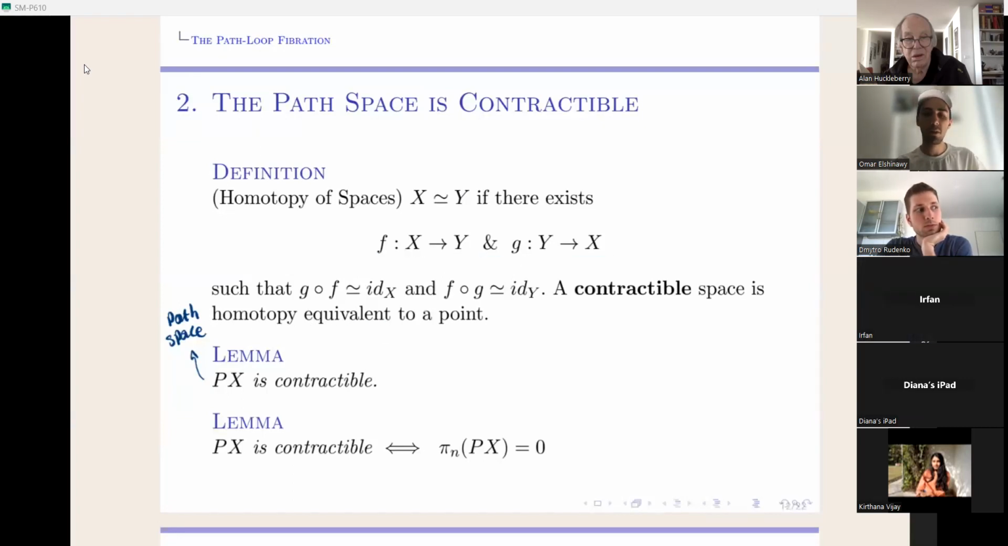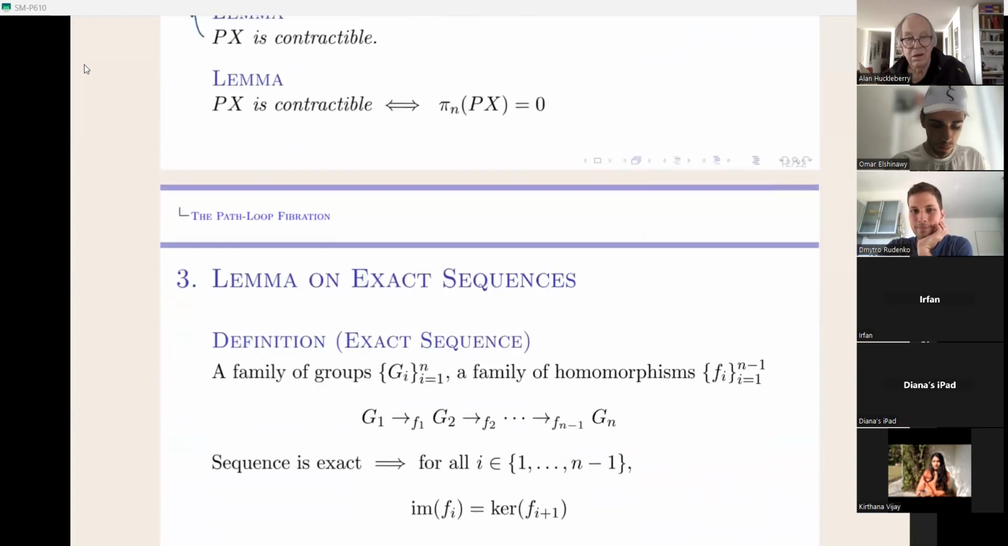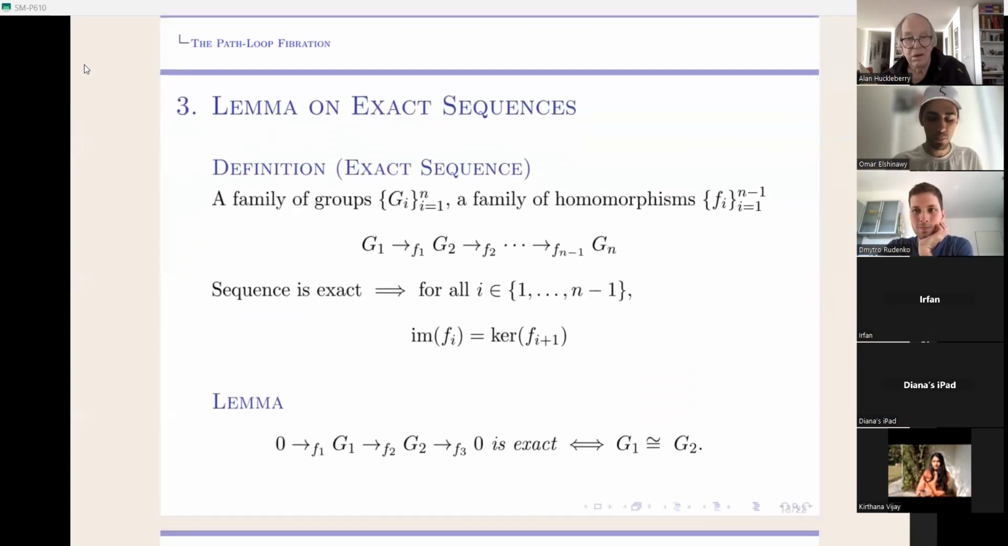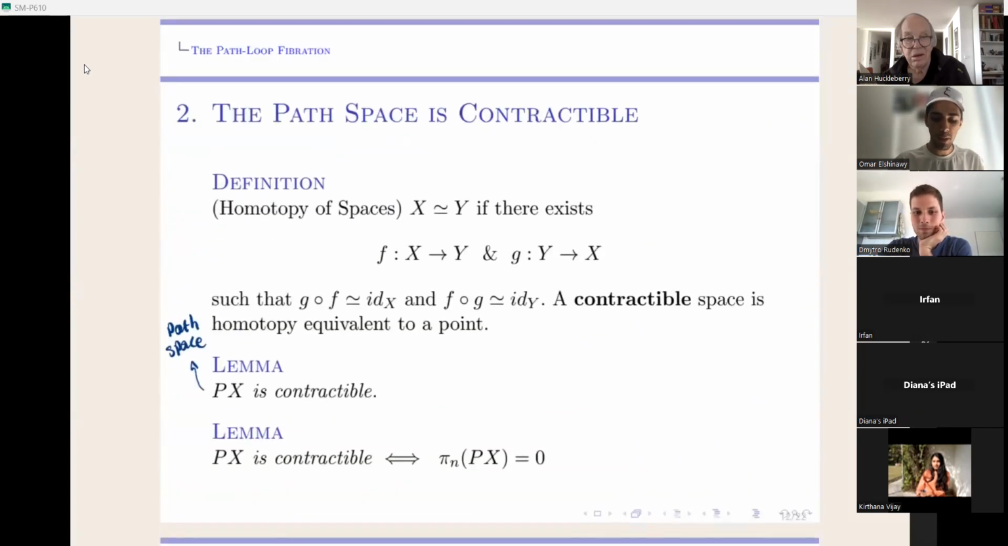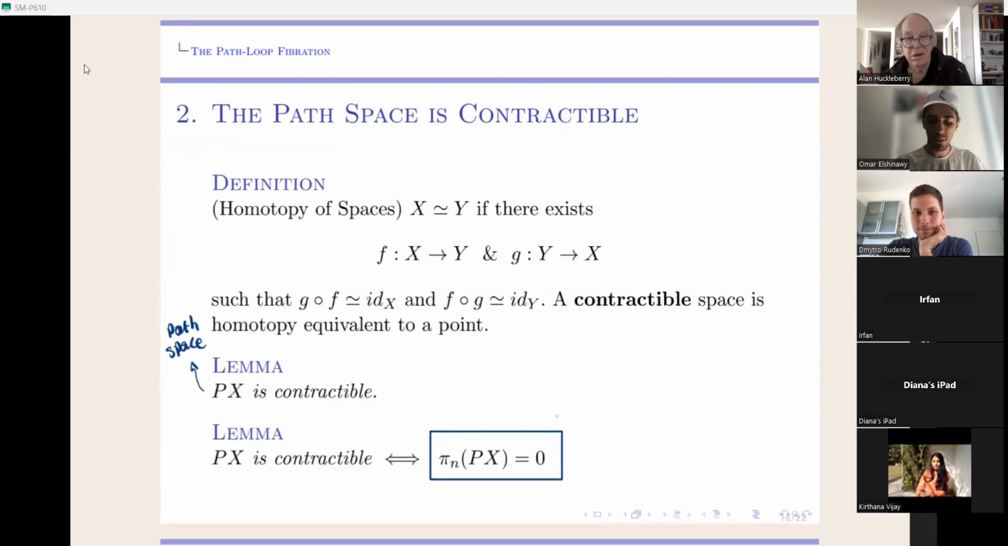I write a definition because you can actually prove these statements. I've proven them in the paper, so I can show you how you could do that. It's actually very simple. But let's not focus on that for now. Maybe just a small remark here: pi n of the path space is 0.